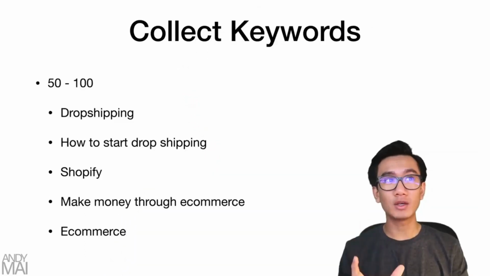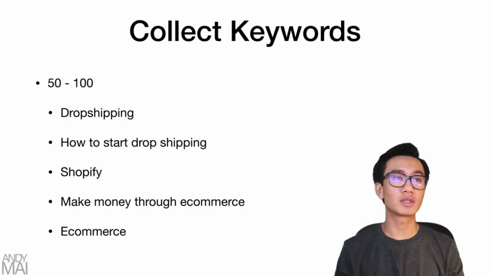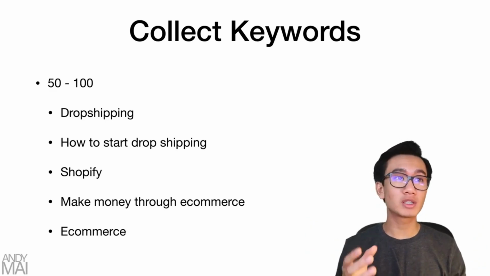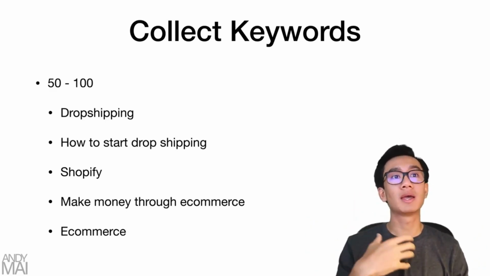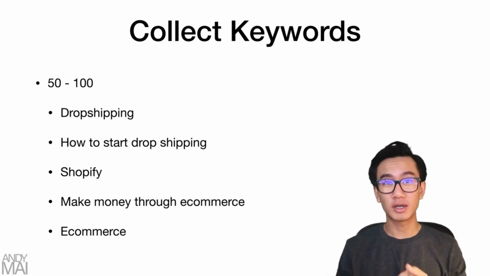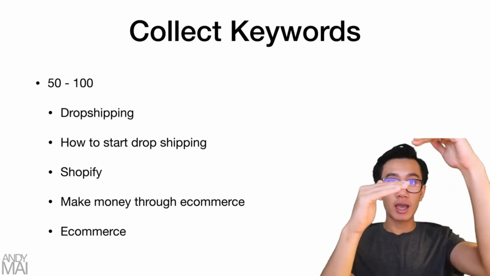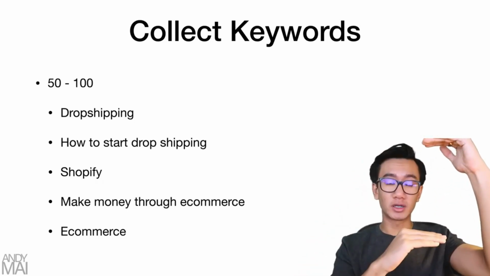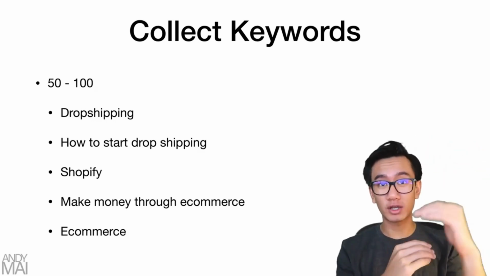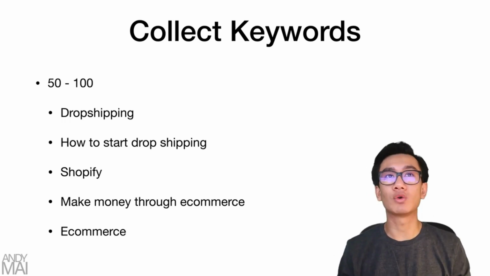Next, you want to start collecting keywords. You want to find 50 to 100 keywords. So let's say I'm in the dropshipping niche, I'll put in the keywords dropshipping, how to start dropshipping, Shopify, how to make money through e-commerce, all these different things. And you can just search up, say, dropshipping, and in YouTube suggested, they'll show you 10 more different keywords that you could utilize. It's pretty easy to get 50 to 100. So that's the second thing you want to collect.